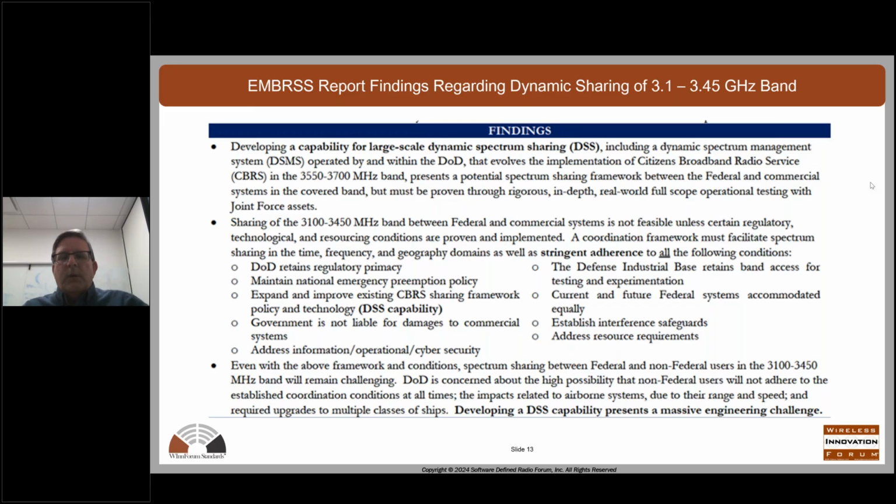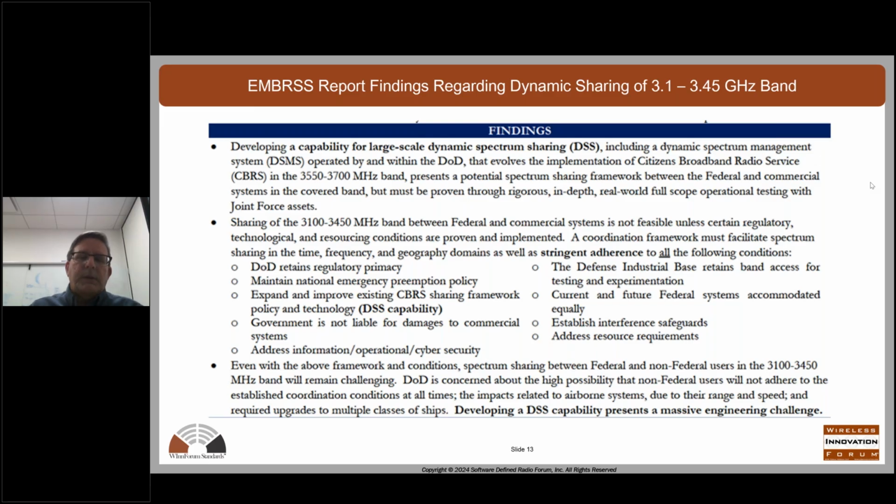That we'd also be able to accommodate current and future federal systems. So we would design to share not just with what's operating in the band now, but anything that might come in the future. That's a challenge, but certainly something that the DoD deserves, and their future systems should be protected. We have to establish interference safeguards. I think that's a given, and address resource requirements.